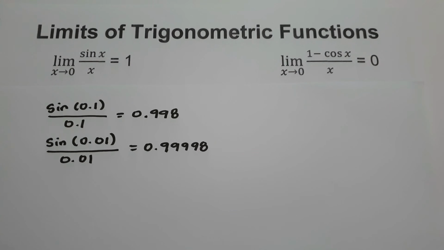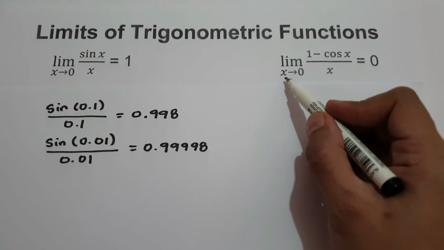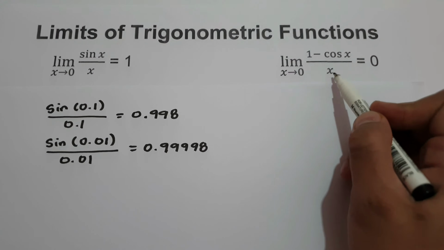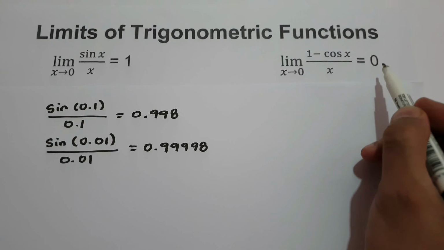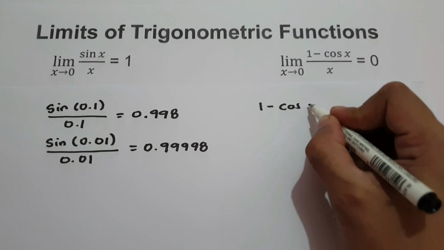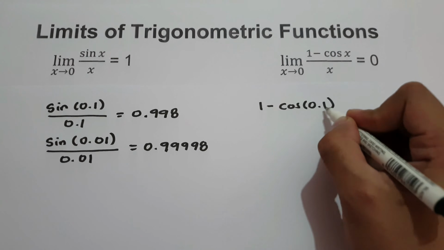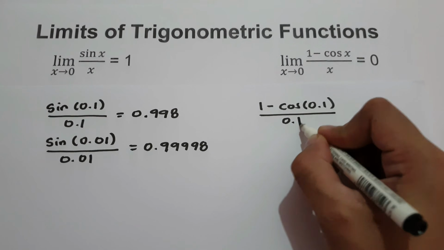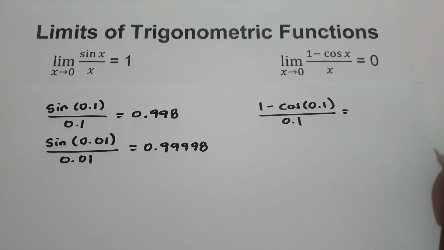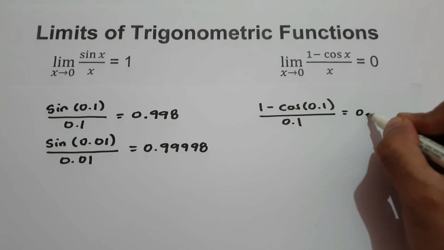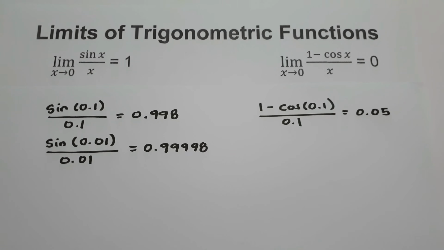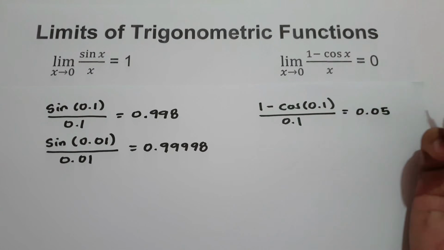What about the second one? Let us try a number which is closer to 0 to prove that the limit of 1 minus cosine x over x as x approaches 0 is 0. So let's say we have 1 minus cosine 0.1 divided by 0.1. If you are going to type this on your calculator, we are going to have 0.05. So let's try another number which is closer to 0.